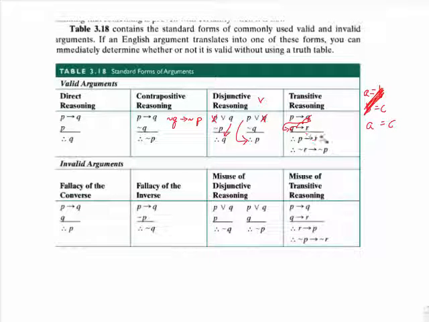So these are your valid arguments. If you memorize those, you can use them if you recognize them in any of your homework rather than having to write out the truth table.